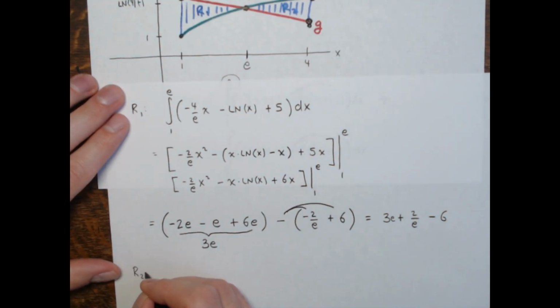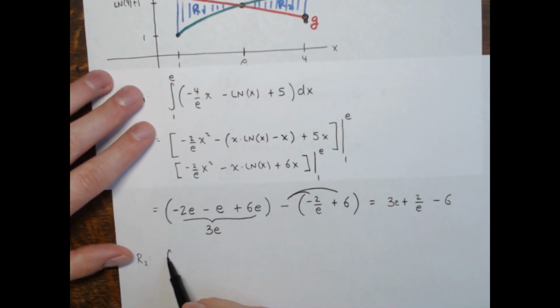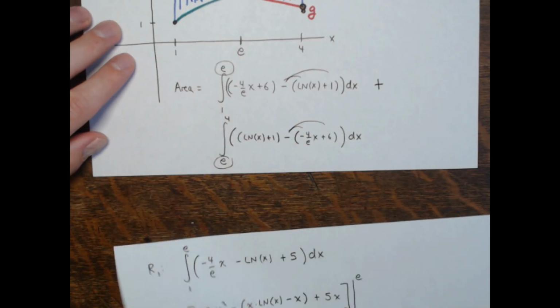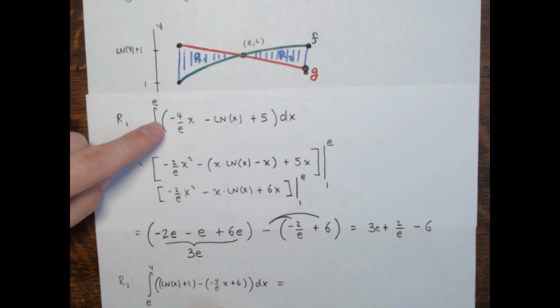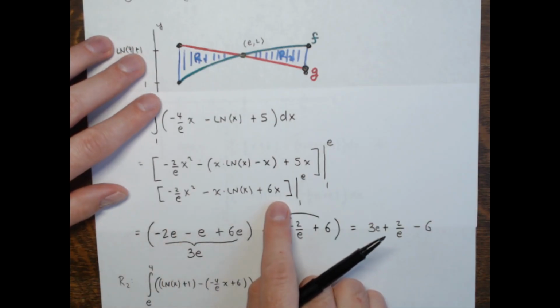So then I'm going to do the same thing for R2, right? This second region from e to 4. So I got the integral from e to 4 of f minus g, right? Top minus bottom was f minus g. So this f function, natural log of x plus 1, minus the g function, negative 4 over e times x plus 6. But like I said, this is just the opposite of the order I had it in up here. So we're just going to get the opposite antiderivative.